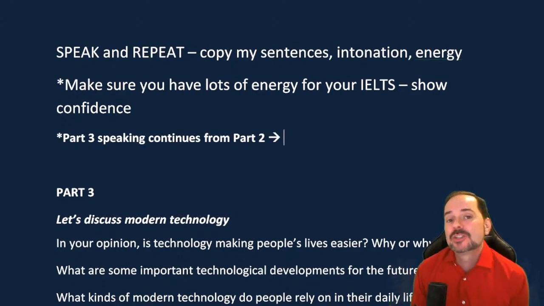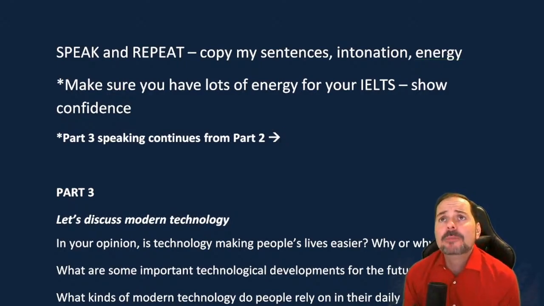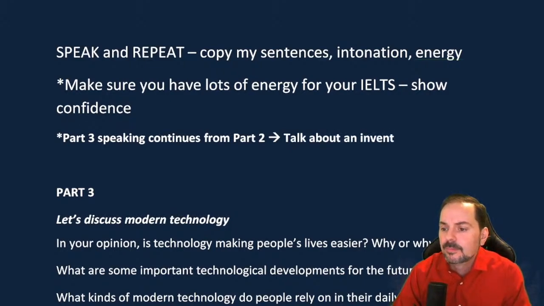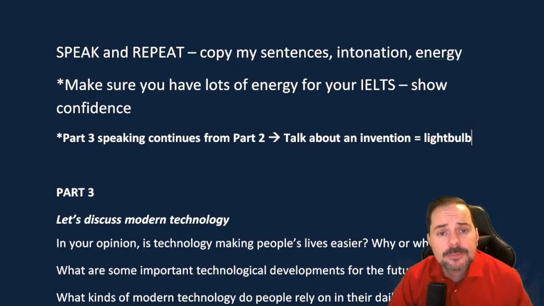Your examiner is going to ask you a question about that part 2. So what was that cue card about that we just did? That's right, light bulb. Part 2 was that we talk about an invention, and our answer was the light bulb. We talked about the invention of the light bulb and so on.